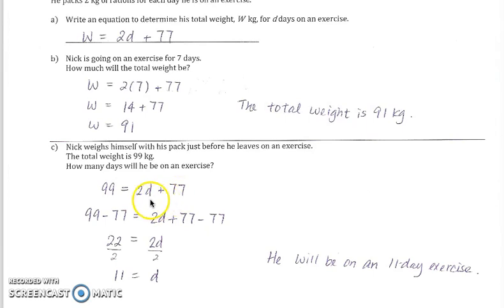So to find out D for number of days, we isolate the 2D term. We get rid of the plus 77 by doing the reverse operation of subtraction. So on both sides of the equation we subtract 77. The left side becomes 22, and the right side is 2D. So 2 times D is 22. D must be 22 divided by 2, or 11. This means we have found out Nick will be on an 11-day exercise.